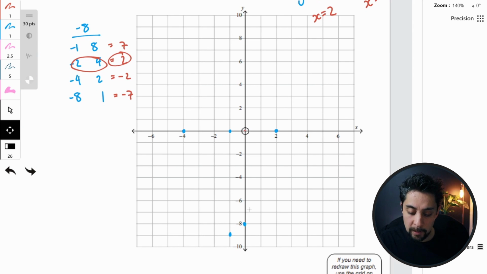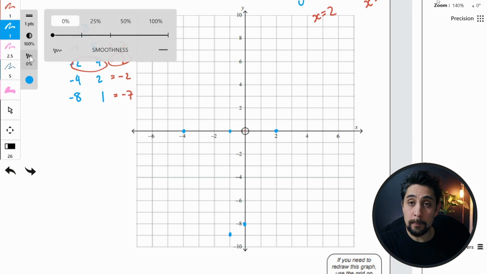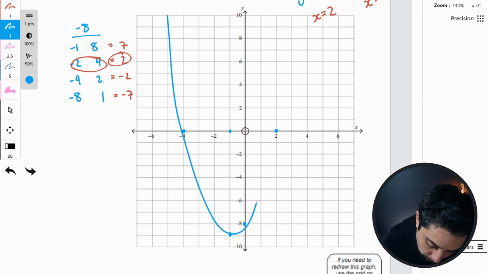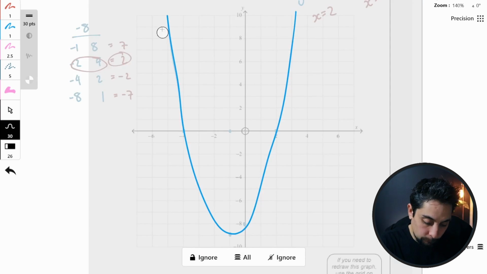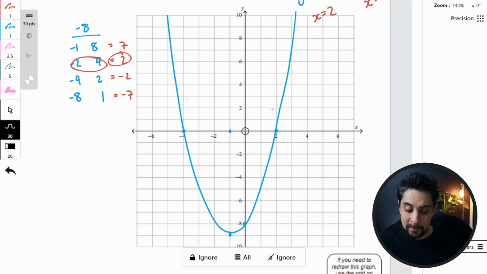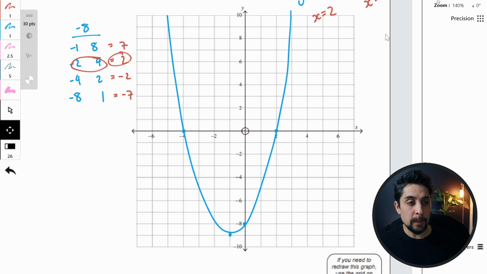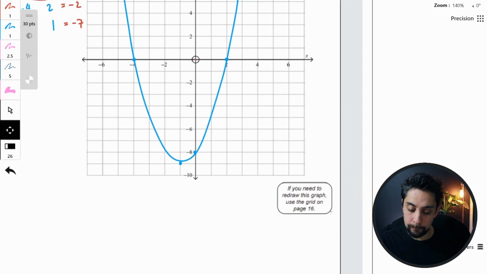But now we have our fourth point. 1, 2, 3, 4 points. We're going to join all of those up with a nice smooth line. So there we go. There's our attempt at a parabola using the equation given above.